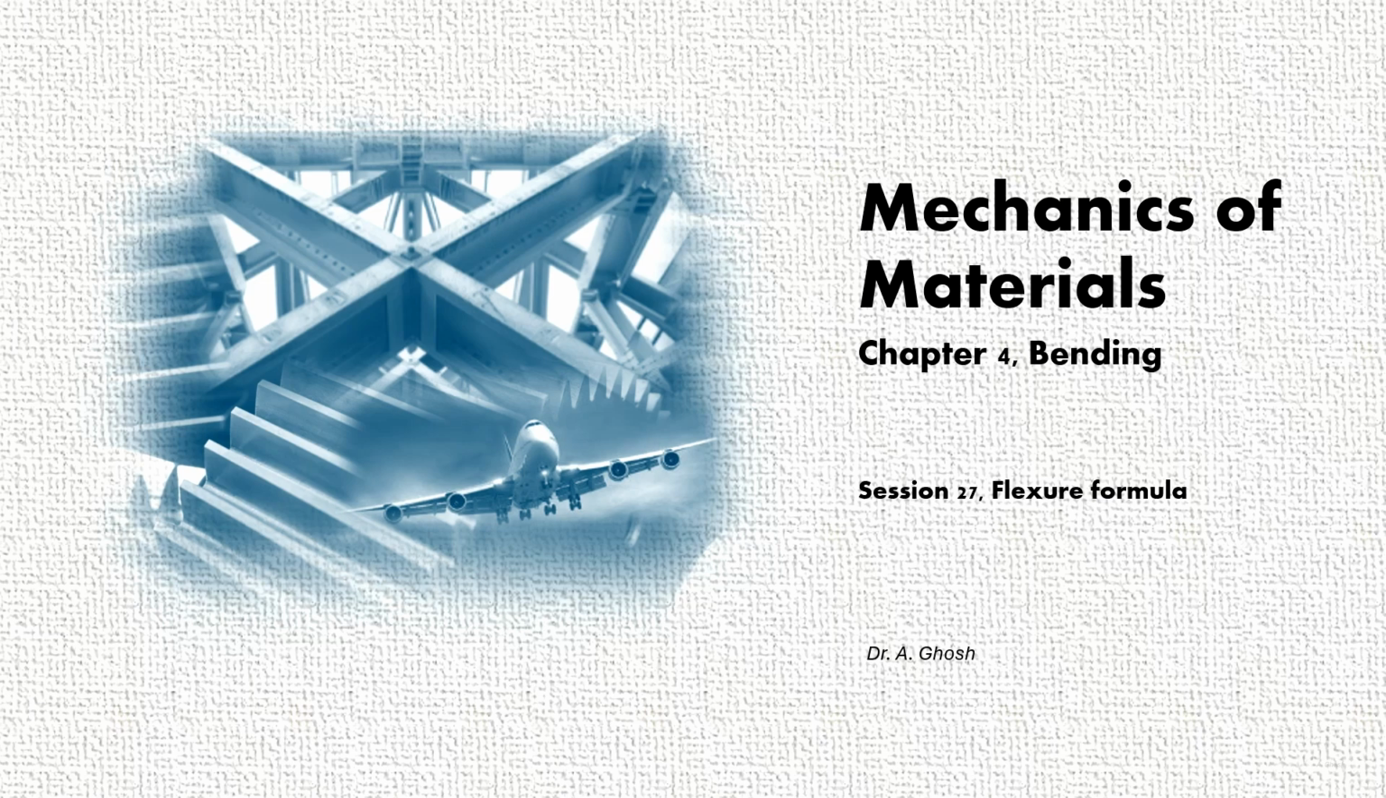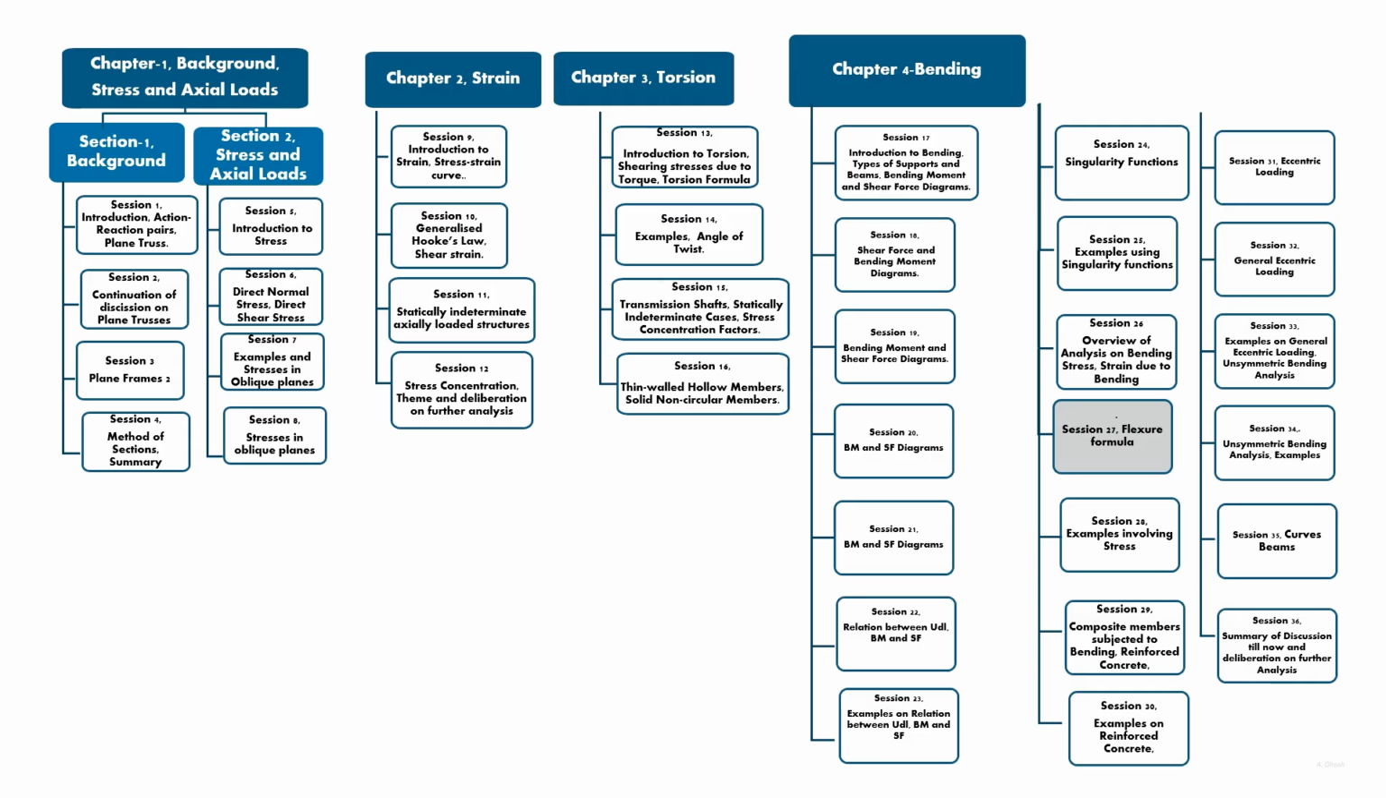We are in chapter 4 where we are discussing bending. This is the 27th session overall, and here we will derive the flexure formula. This again is a glimpse of the overall scheme of things in the first 4 chapters. The flexure formula is derived for load applied to the axis of symmetry.